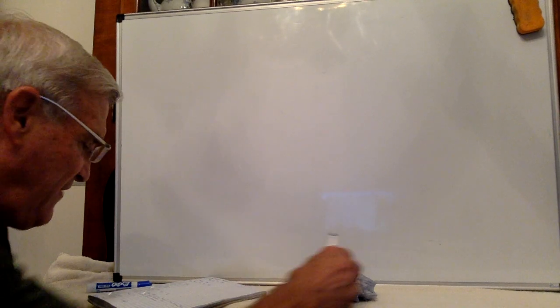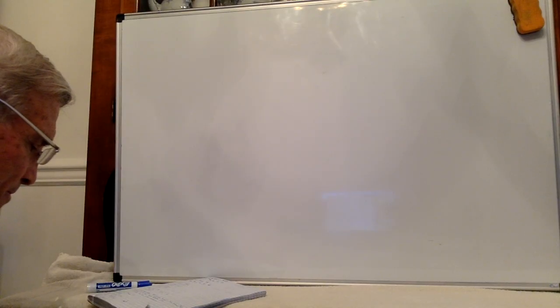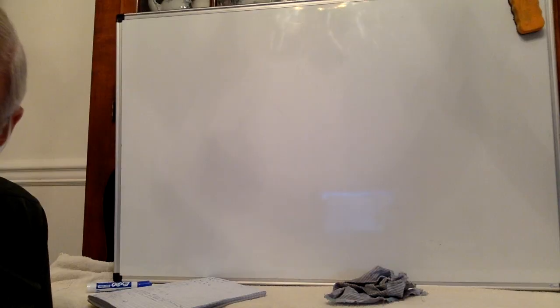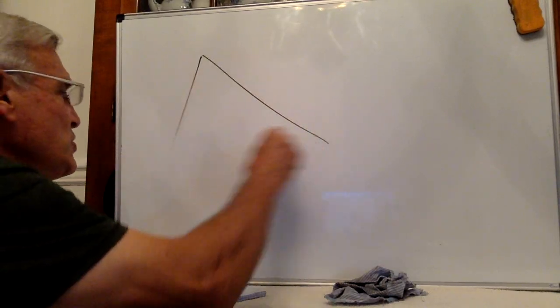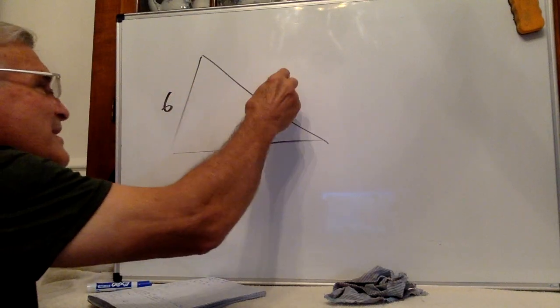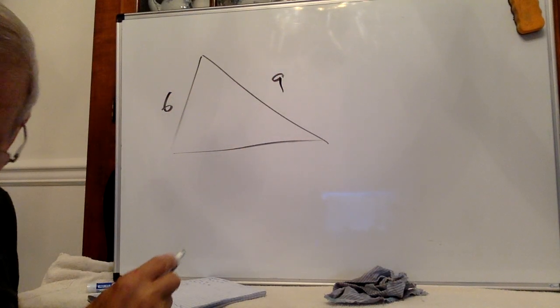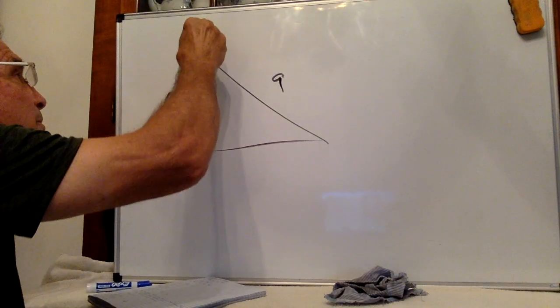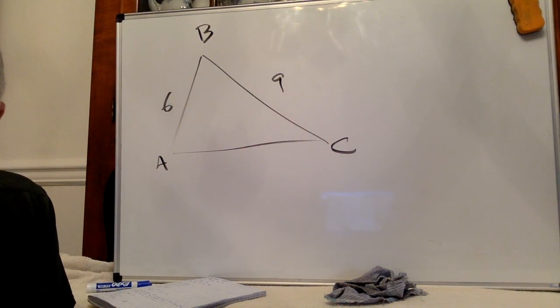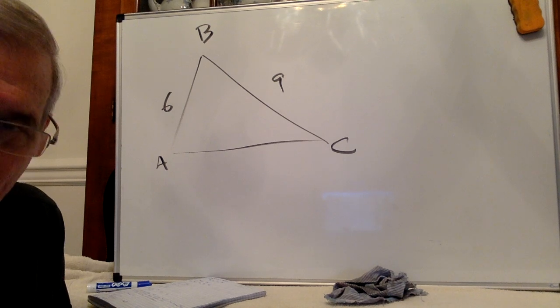The last one in this section was 13. They gave you a triangle, and they gave you the sides. They told you that this is 6 and this is 9. And this triangle is triangle ABC. And the question was, AC must be smaller than what number?